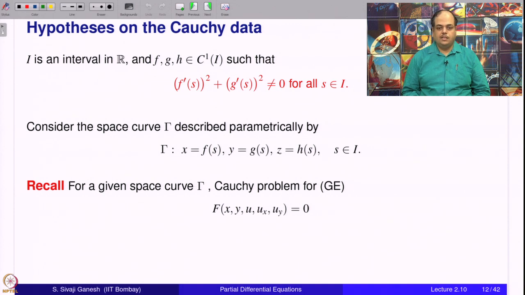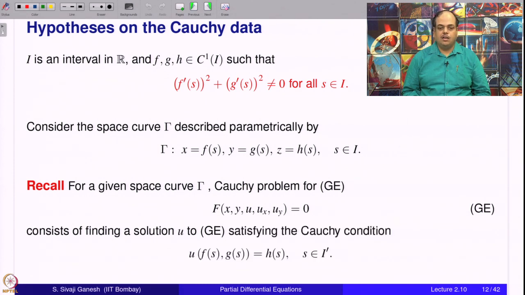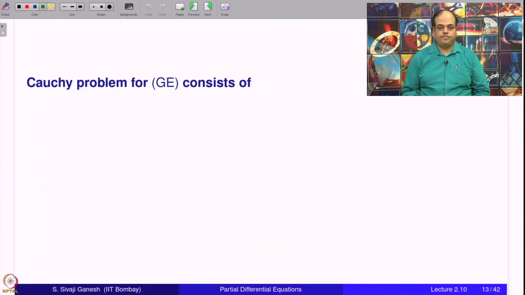For a given space curve, we already defined the meaning of the Cauchy problem. The Cauchy problem for GE consists of finding a solution, that is, a function which satisfies the differential equation and also satisfies the condition u(f(s),g(s))=h(s) for s in I', we do not require s to be in all of I. As I already reminded you many times, this is a notion of a kind of local solution. So, I' is a subinterval of I.